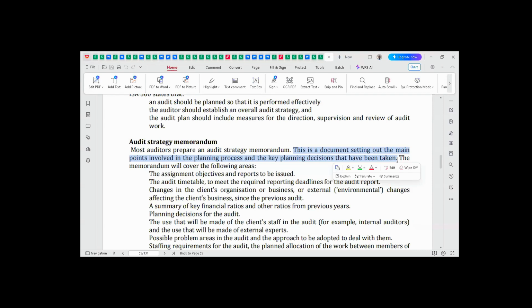Now, some of the information that will be contained in the audit strategy memorandum, or audit planning memorandum, are what we want to discuss now. Number one, it's going to contain information about the assignment objective and the report to be issued. That is, what is the audit objective and what is the report to be issued at the end of the day. You have to put that in the audit strategy memorandum.